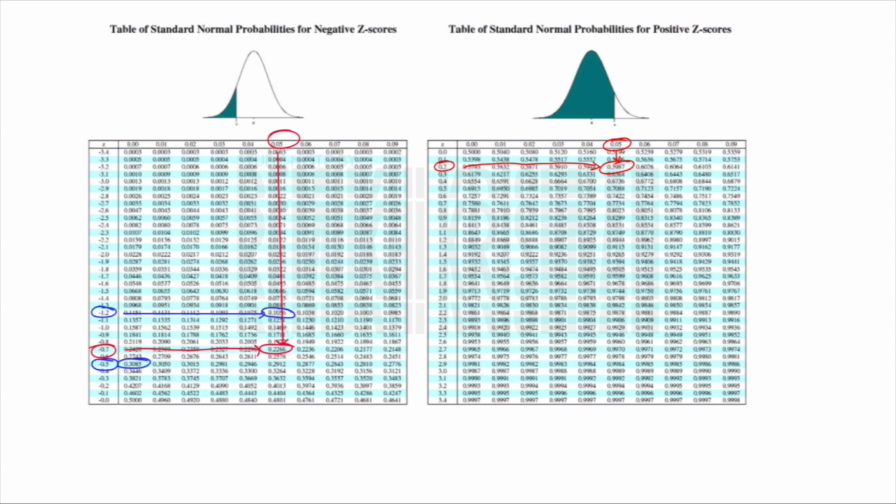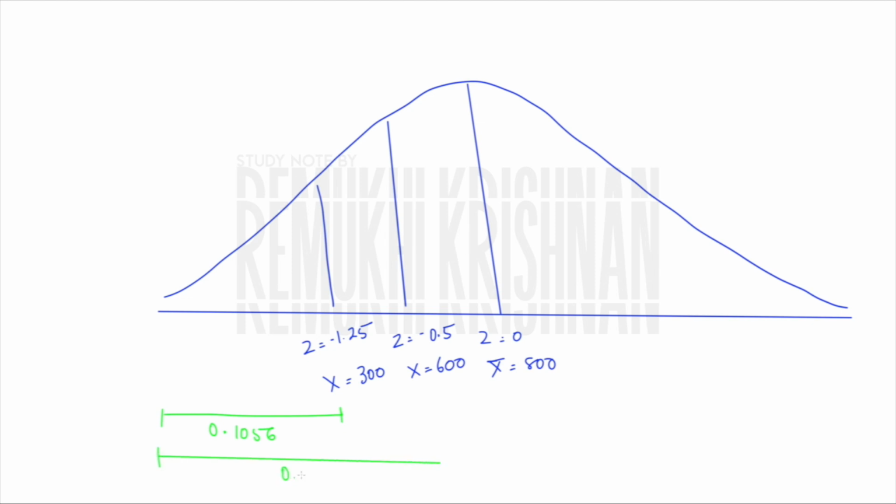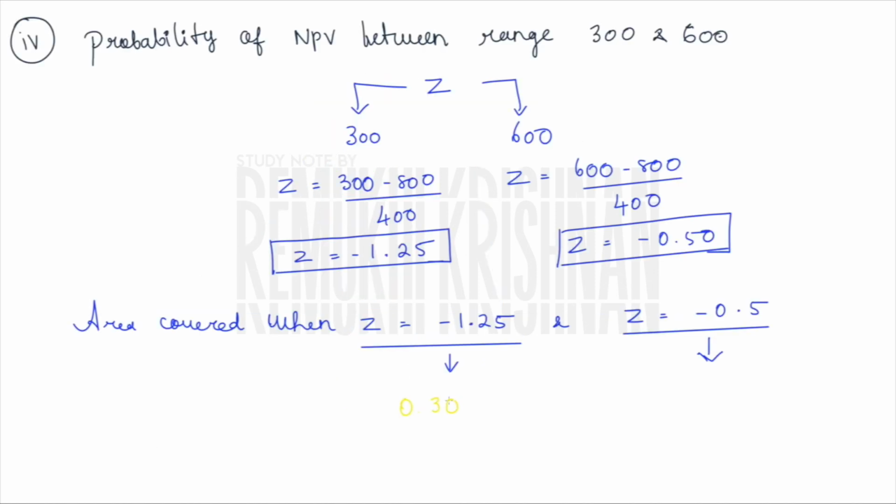So the value I am in need of is the range between 300 and 600. So this is the area I am in need of. By subtracting 0.3085 minus 0.1056, I will arrive at my value, that is 0.2029. So this area is nothing but 0.2029. You can say 20.29 in terms of percentage because we already know the area under the curve comes to be 1.